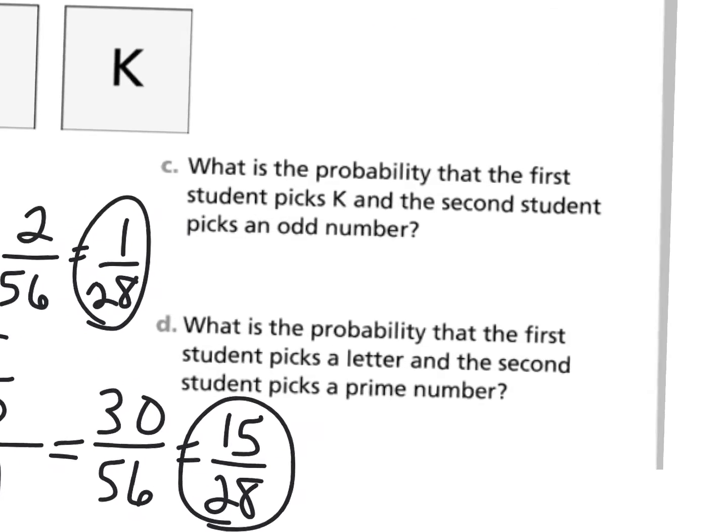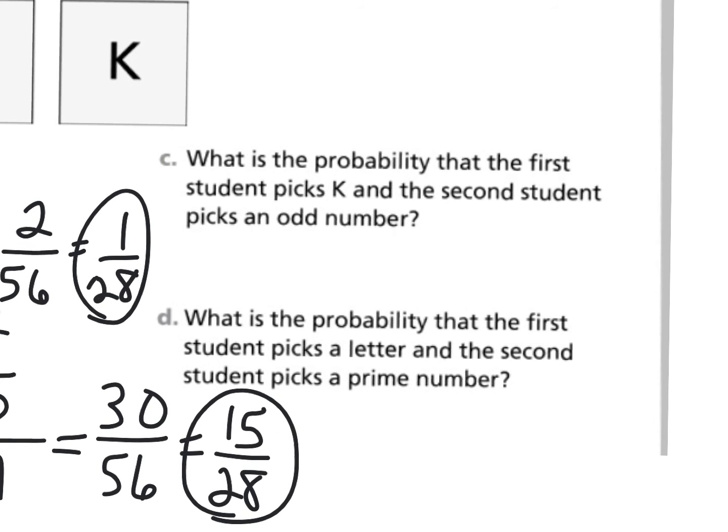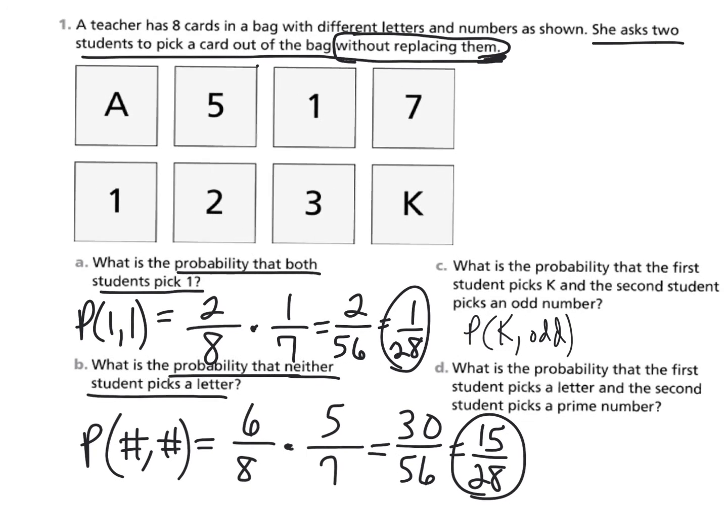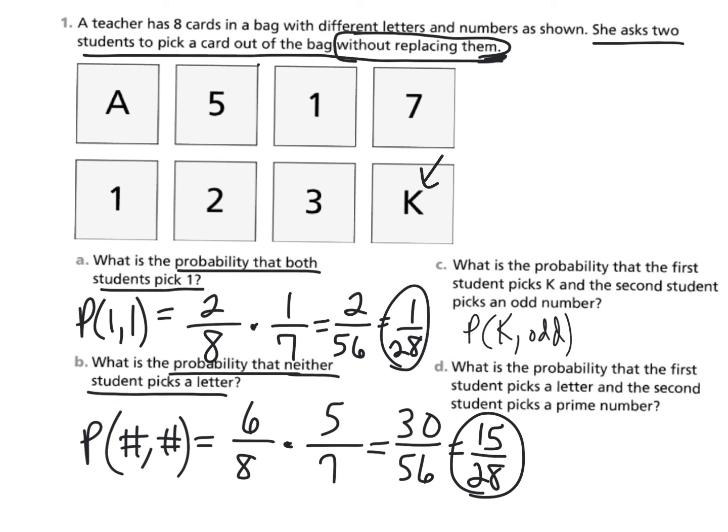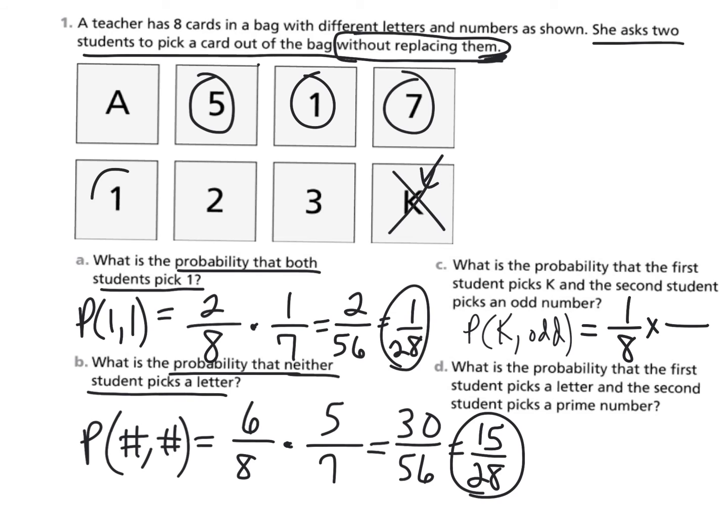Part C, what is the probability that the first student picks a K and the second student picks an odd number? So K and then an odd number. So the K, there's only one K, so that's 1 out of 8. And then if they pick the K, chance of an odd number. So odd numbers, we've got a 5, a 1, a 7, a 1, and a 3. So that's 5 out of 7 that are left. 5 out of 7 that are odd numbers.